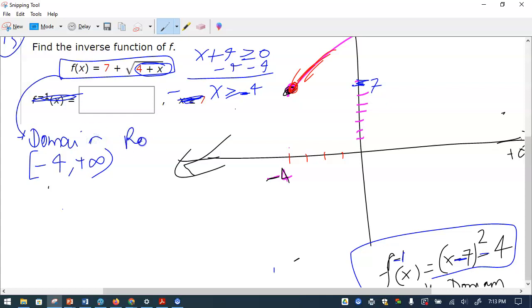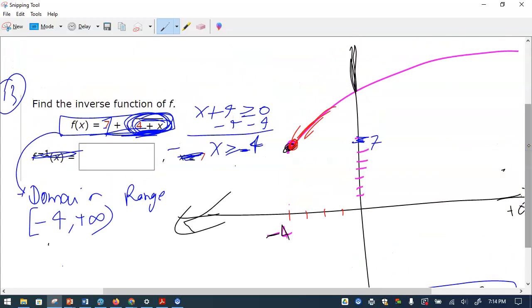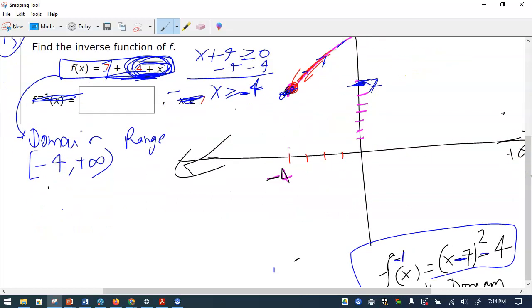And what is the range of this function? If you see, the lowest is when x is negative 4, this whole thing becomes 0. So 7 becomes the lowest. And you can clearly see it on the graph, how the graph goes to the lowest, which is 7, and then it goes up. The output becomes very large. Therefore, the range starts from 7 and goes all the way to plus infinity.